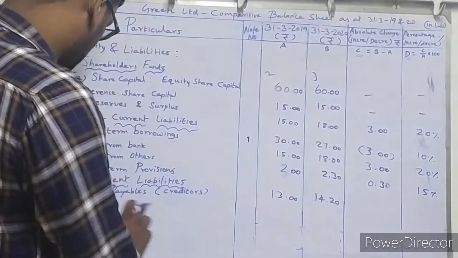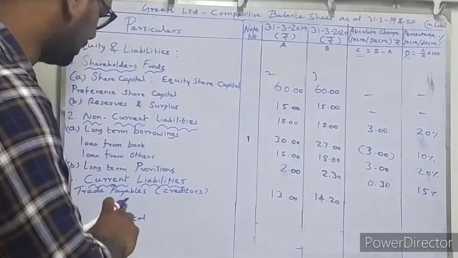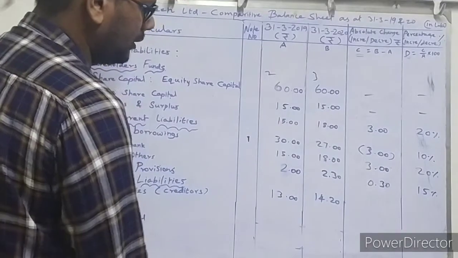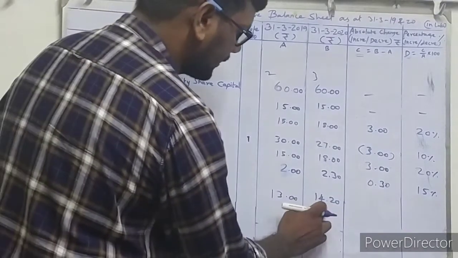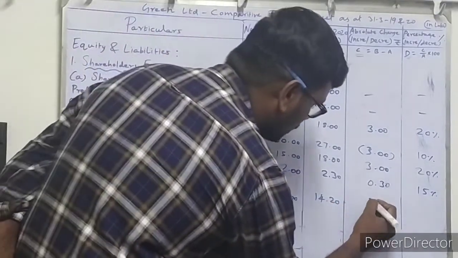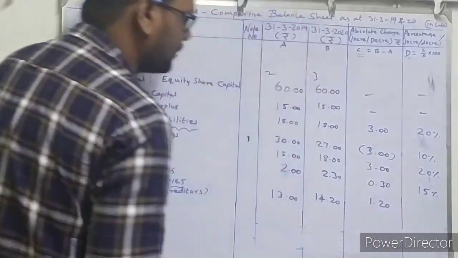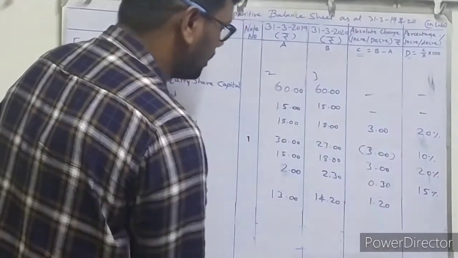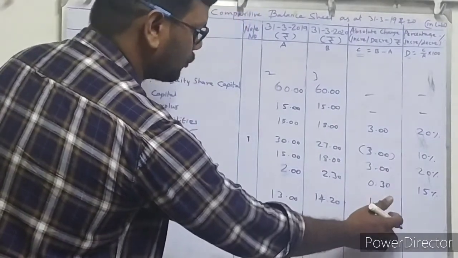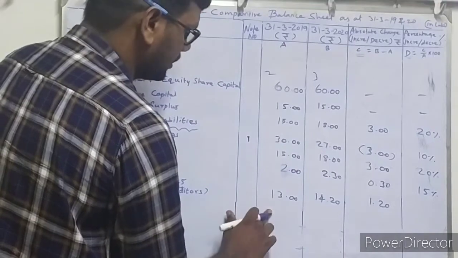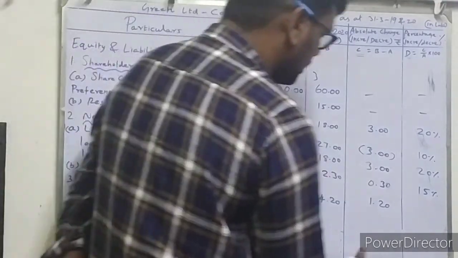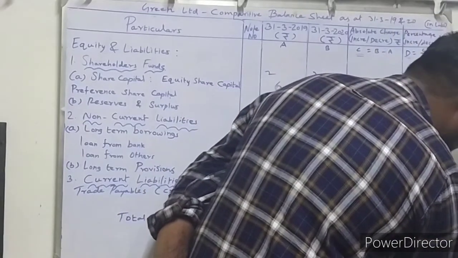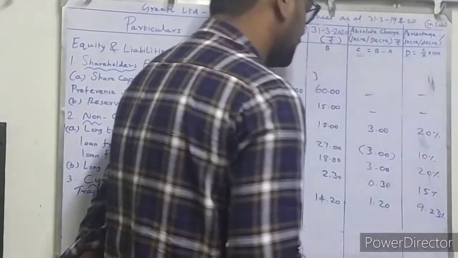And the next one is trade payable, that is creditors. It is a current liability: for the previous year 13 lakh, for the current year 14.20 lakh, which means 14 lakhs and 20,000. So 1 lakh and 20,000 is increased compared with the previous year. So we substitute the formula. D is equal to C by A into 100. C is 1 lakh 20,000 divided by A, the base year, 13 lakh, into 100, nearly 9.23% increase compared with the previous year.